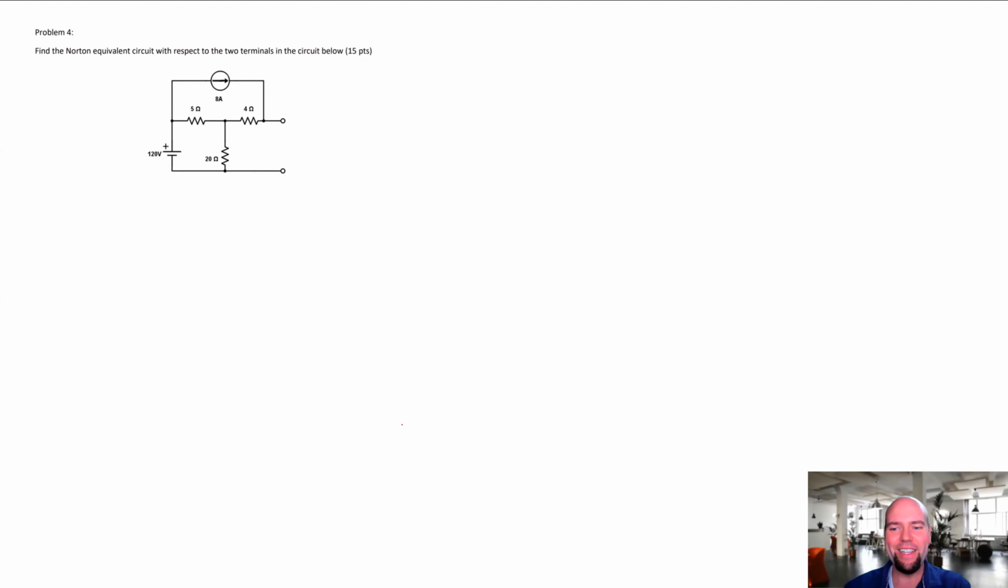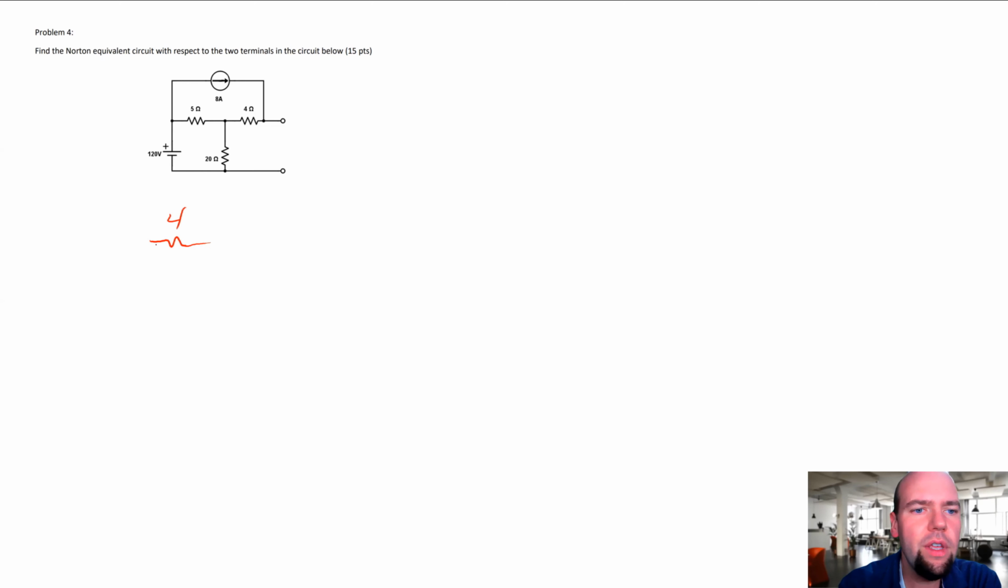All right, this one looks a little more normal. Find the Norton equivalent of the circuit with respect to the 2 terminals in the circuit below. Okay, for a Thevenin-Norton equivalent, if I'm analyzing it, I always immediately try to do the resistor trick. So I always try to find the REQ. So open circuit the current supply, short circuit the voltage supply.